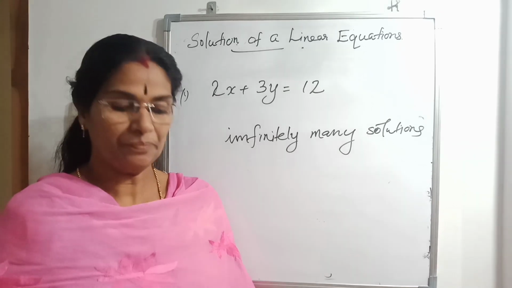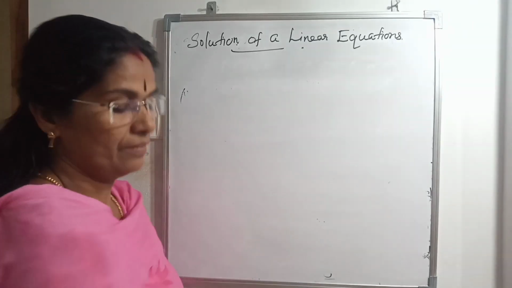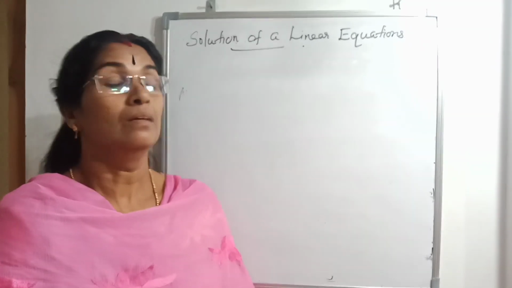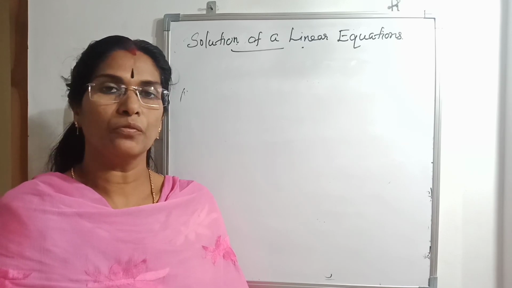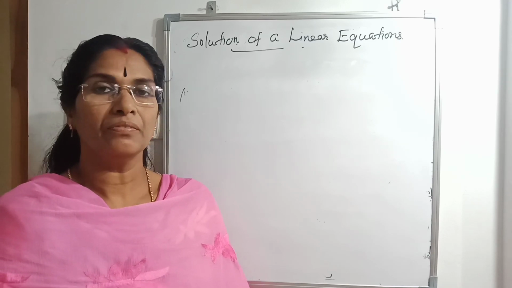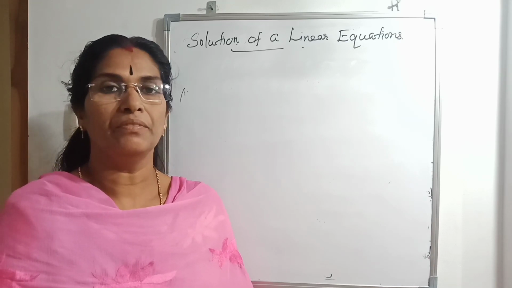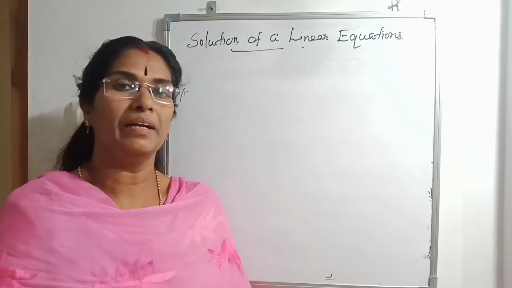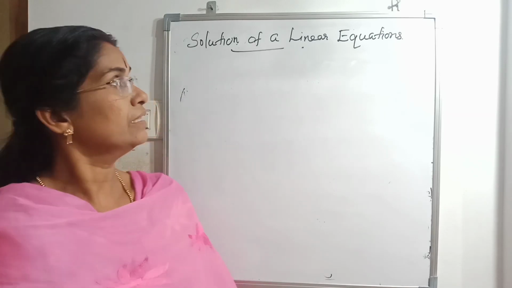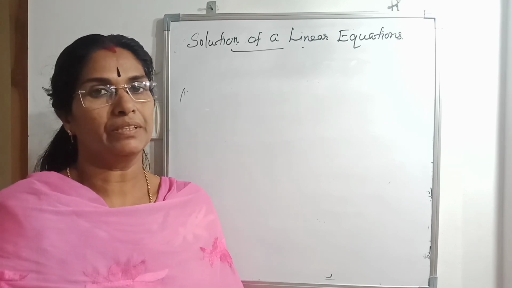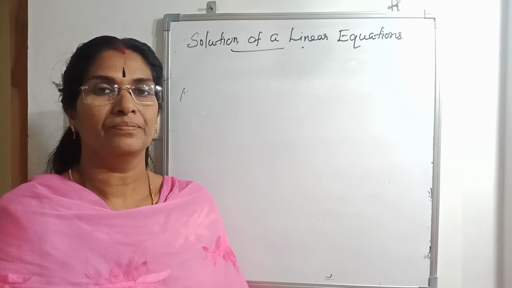What we learned today? First, the general form of a linear equation in two variables, and we are finding the values of a, b, c. If the general form is not given, some terms are missing, we are adding some terms and we are making it the general form. After that, we are finding the solution of a linear equation. Clear everything? Okay. Thank you.